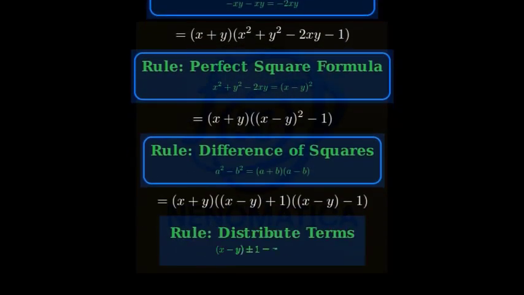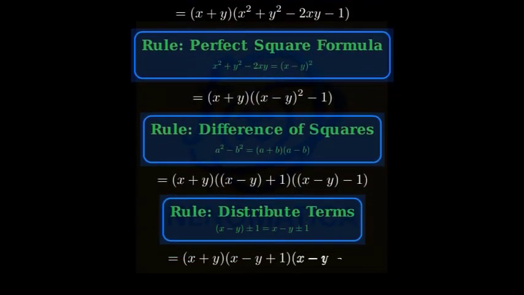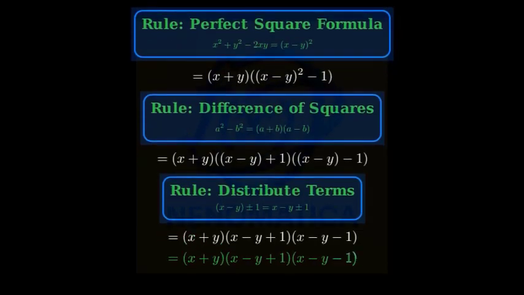Step 9. Let's simplify x − y + 1 and x − y − 1. x − y + 1 stays as x − y + 1, and x − y − 1 stays as x − y − 1. So our final factorization for the first example is (x + y)(x − y + 1)(x − y − 1). This is the complete factorization of the original expression.